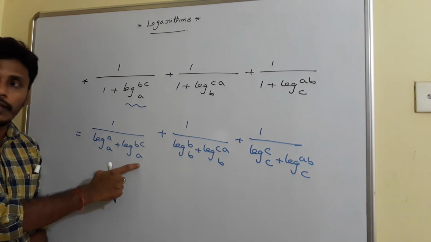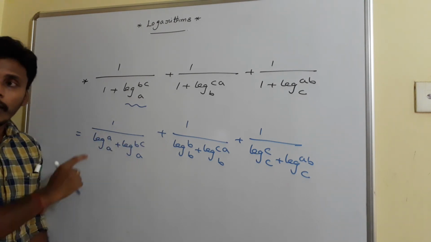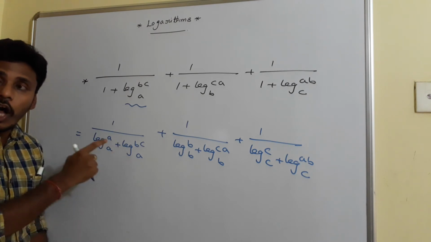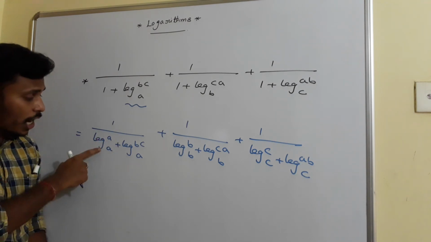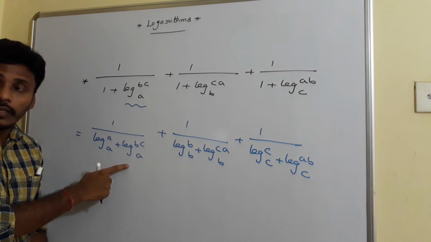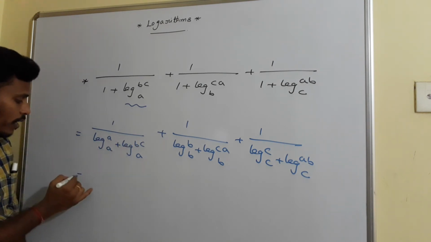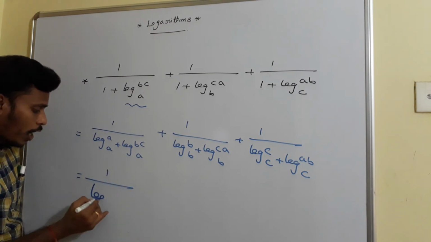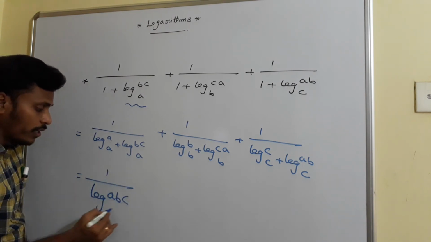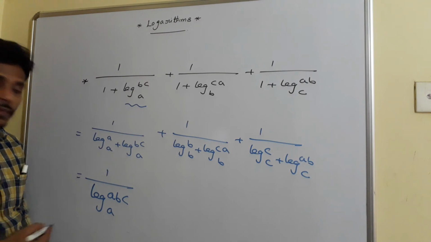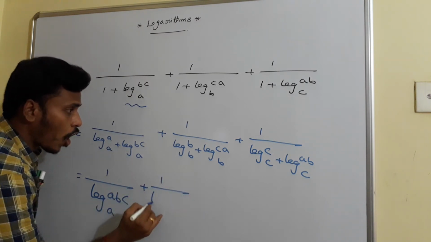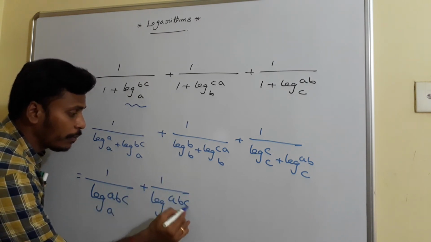Base A is same here, so you just multiply this. Sum of logarithms is the logarithm of the product, right? Here logarithm with base A and there also logarithm with base A. Since base A is same, you just multiply these terms. It will become like 1 by logarithm of ABC base A plus 1 by logarithm of ABC base B.